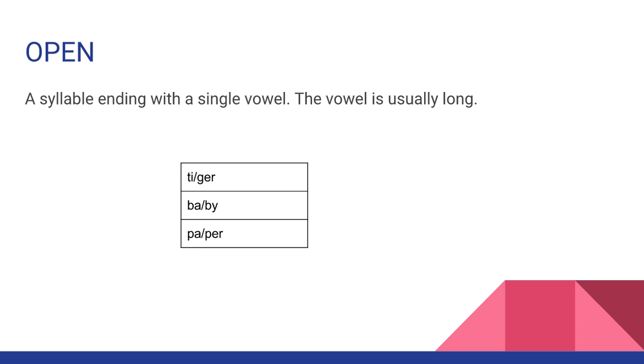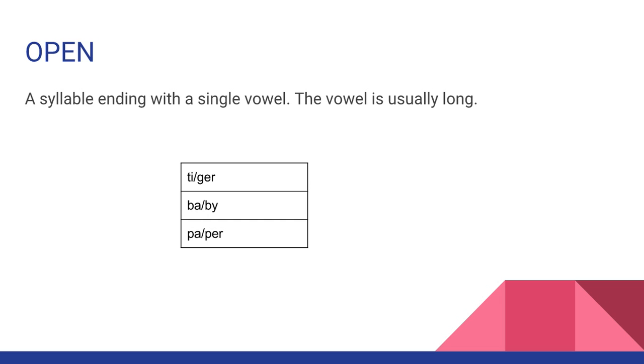Open syllables, a syllable ending with a single vowel. In this open syllable, the vowel is usually long. We divide the word between the long vowel and the next consonant. Look at the word tiger. See, it's divided after the I, so our first syllable is an open syllable with the long sound of the I, tie. The second syllable is a closed syllable, but you'll notice it has the ER. The ER changes the vowel sound, but it's still the same pattern for a syllable.